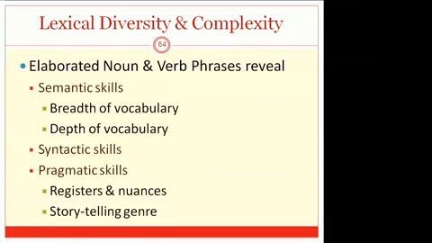And then, in addition, elaborated noun phrases and verb phrases encompass elements or understanding of social use. They include a student's command of various social registers and nuances of expression, as well as their familiarity with the whole storytelling genre. So elaborated noun and verb phrases are a really important element of microstructure to analyze.